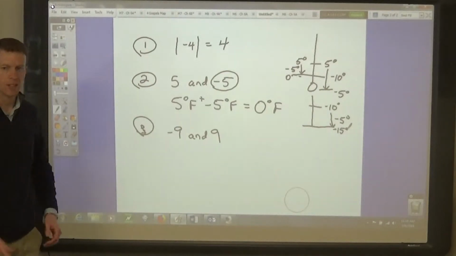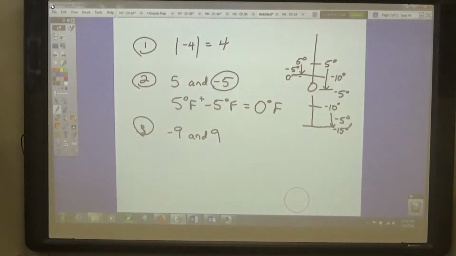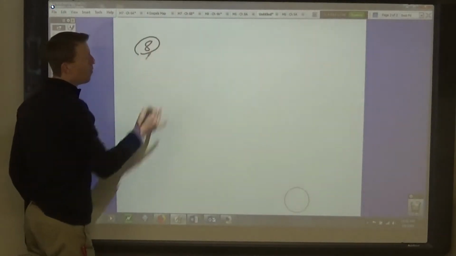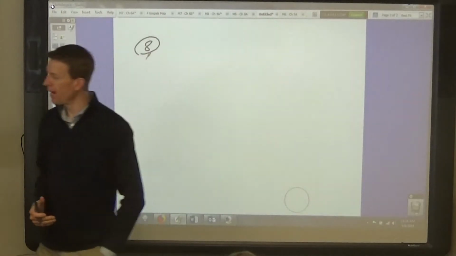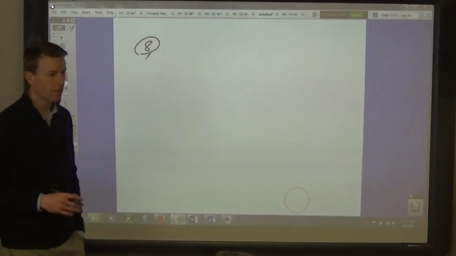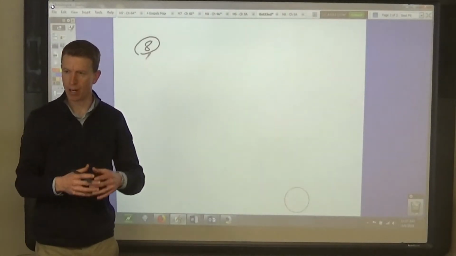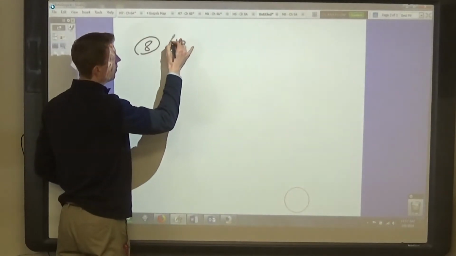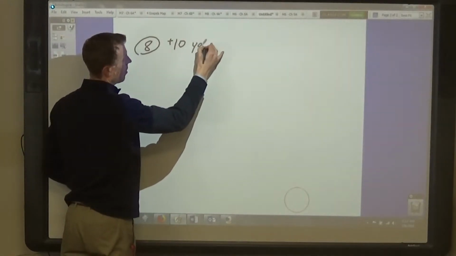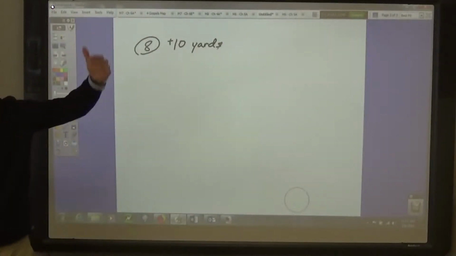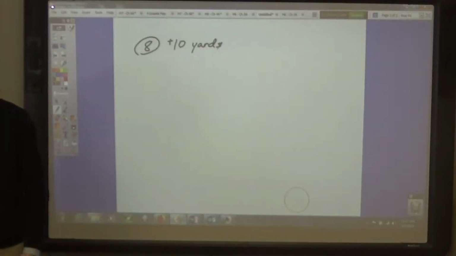Okay? Does everyone understand opposites? Yes. All right. Let's go to number 8. It says, how would you write a gain of 10 yards? Is that a positive amount or a negative amount? That's a positive, so you would write positive 10 yards. The word gain means to increase, to go more positive. Okay?